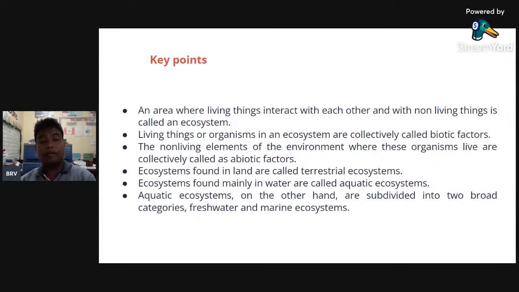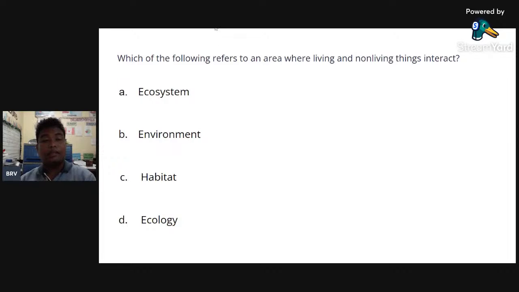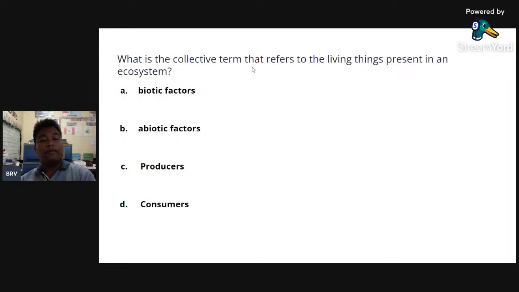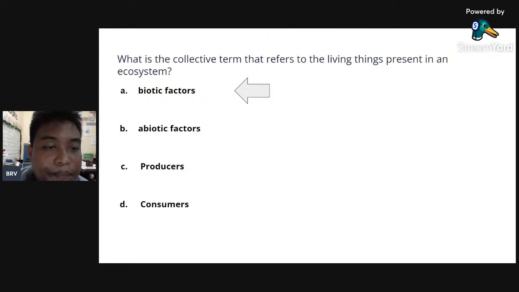Okay, so let's proceed to the question and answer. Which of the following refers to an area where living things and non-living things interact? What do we call that? The answer is the ecosystem. What is the collective term that refers to the living things present in one ecosystem? That is biotic factors.